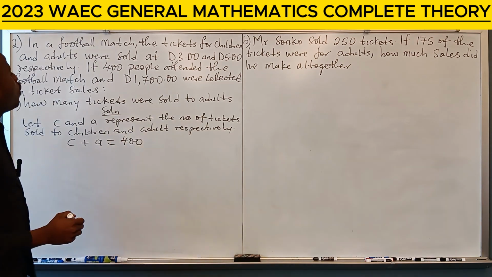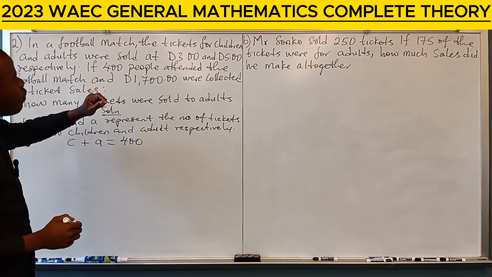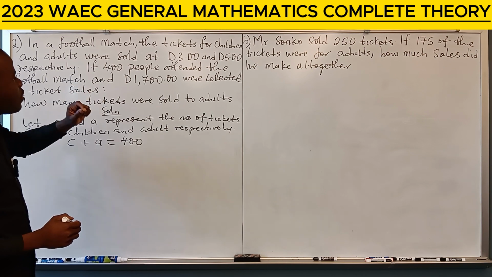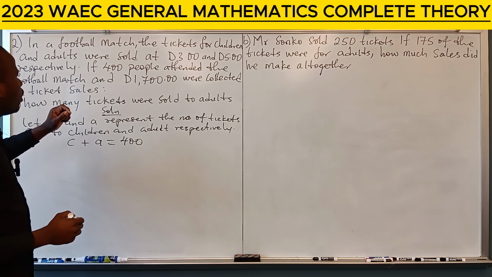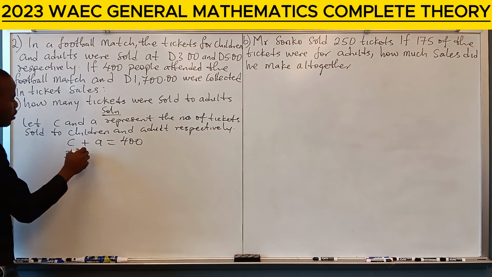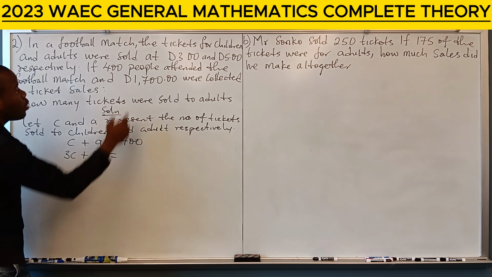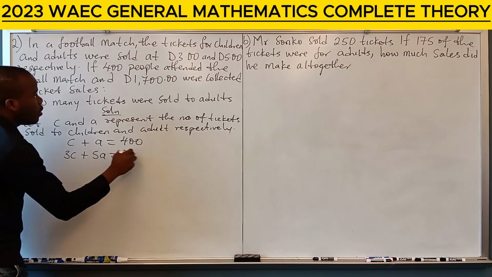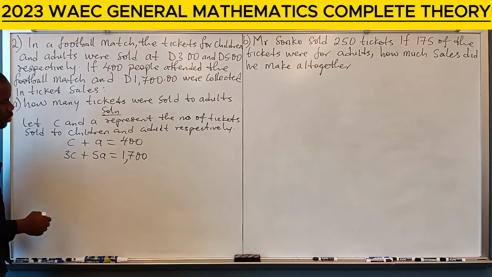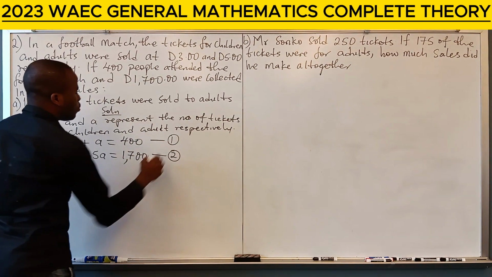And also, if $3 is the price for a child and $5 is the price for an adult, it means $3 times the number of tickets sold to children plus $5 times the number of tickets sold to adults must equal the total sales for the day, $1,700. So we're going to solve this simultaneous equation. Let's call this equation 1, equation 2.